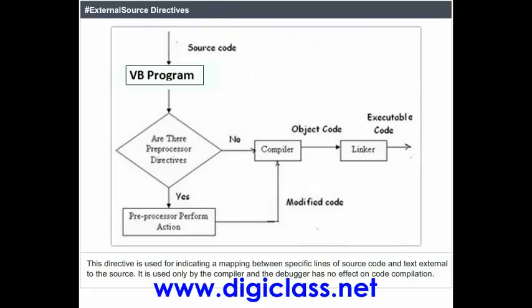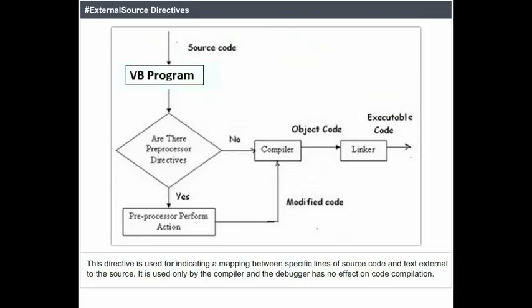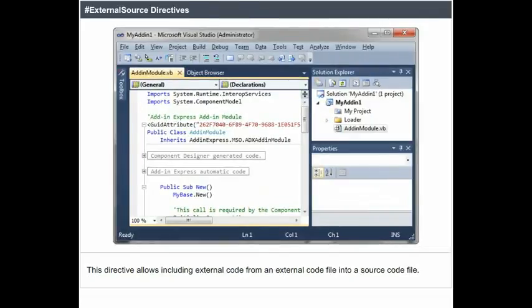#ExternalSource directive. This directive is used for indicating a mapping between specific lines of source code and text external to the source. It is used only by the compiler and the debugger, and has no effect on code compilation. This directive allows including external code from an external code file into a source code file.